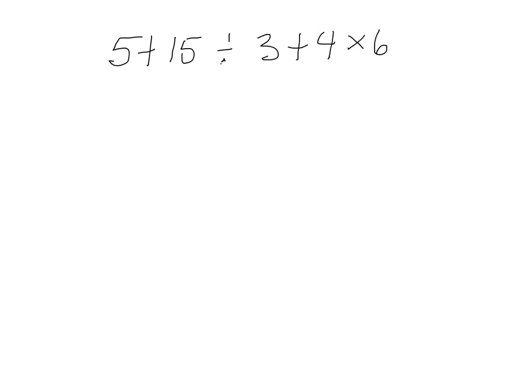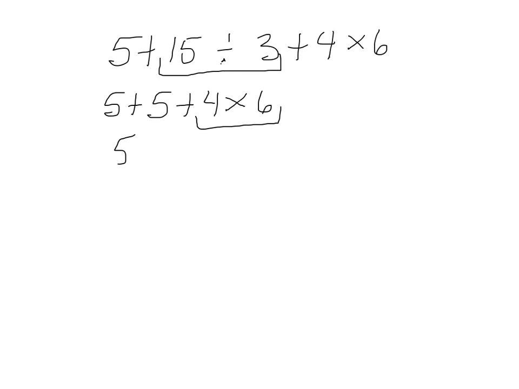Alright. Again, ignore the number devil. 5 plus 15, that feels like a comforting one that we've known for a while, but we're going to ignore that because that's not the first step. We have to start with division. 15 divided by 3 will give us 5. And then as I'm rewriting, I notice that I do have a multiplication problem that I need to do. And 4 times 6, that will give us 24.